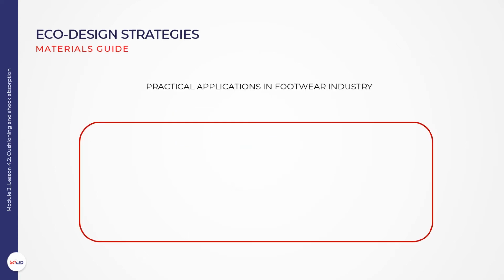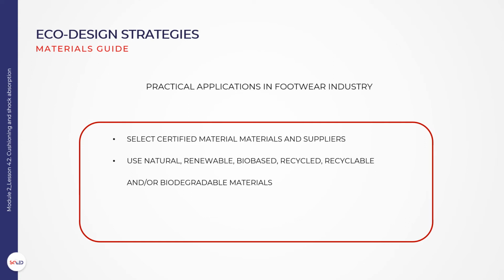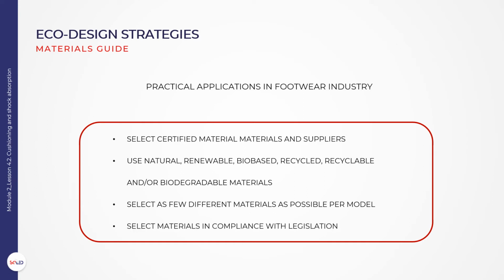Materials practical suggestions for applications in the footwear industry include: select certified material with lower environmental impact. Create a database of certified materials and suppliers. Use natural, renewable, bio-based, recycled, recyclable and biodegradable materials, for example, leathers, cork, wood, recycled and recyclable biopolymers, among others. Select as few different materials as possible for the same footwear, thus facilitating subsequent recycling. Select materials in compliance with REACH legislation or other applicable legislation. Avoid materials that affect the ozone layer, such as fluorinated gases.